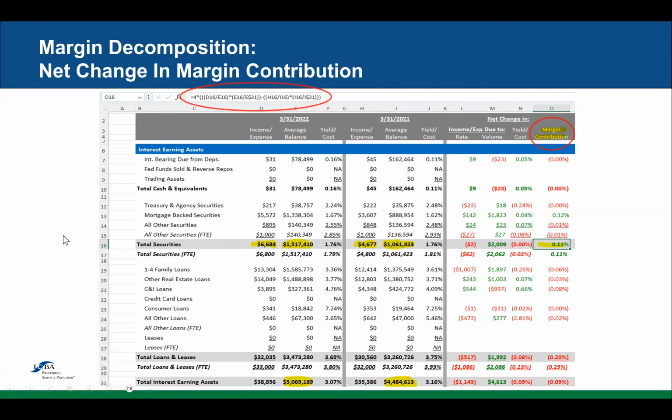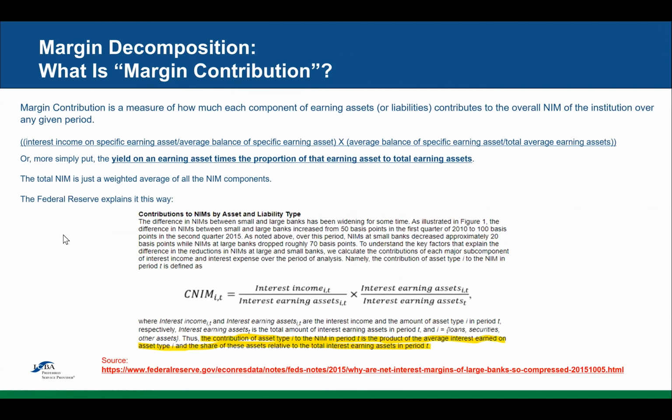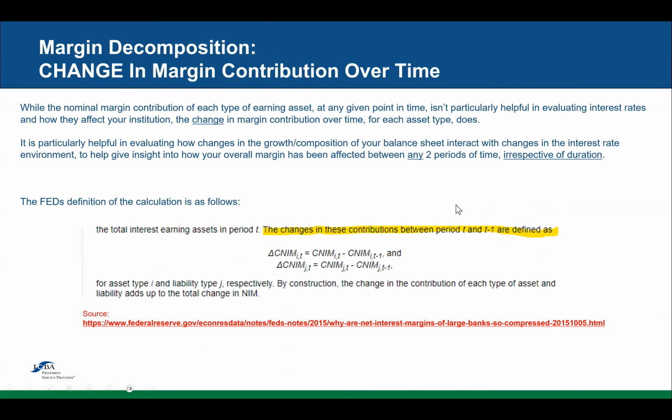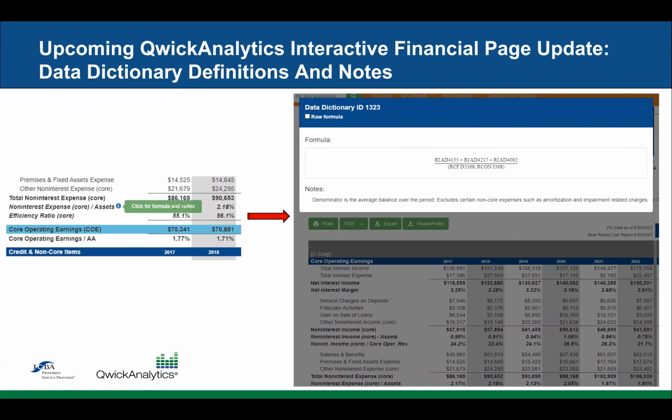Okay, so back to the PowerPoint. We've covered these. Let me just slide ahead through these. Steve touched on the data dictionary update. So again, this is just a placeholder to let you know that's coming. So we're excited to be able to launch that.